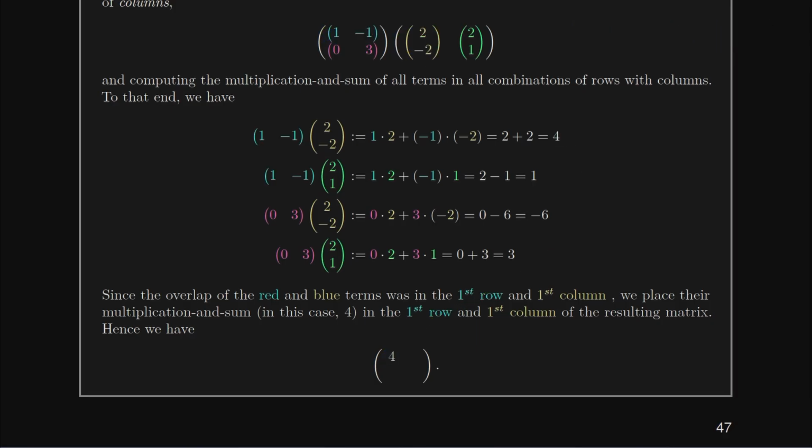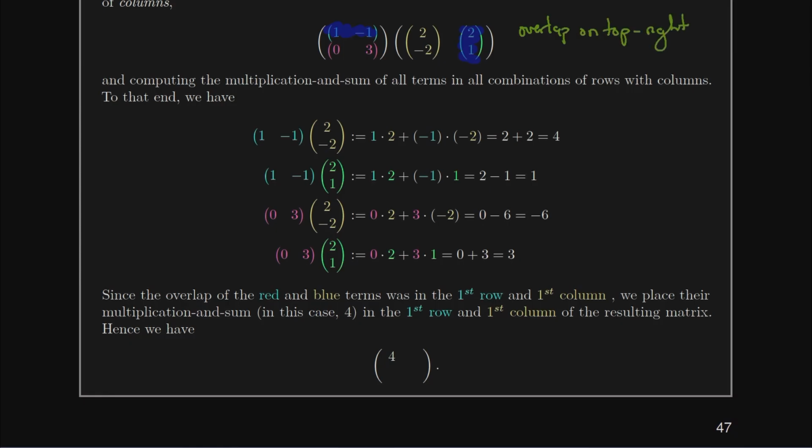I'm going to repeat this with the combination of the first row and the second column. So I'm going to take the first entry 1 times the first entry 2, and I'll take the second entry -1 times the second entry 1, and I'm going to multiply those together. I'll get a 2 and a -1, and then I add, and I get overall 1. Where did the first row and the second column overlap? Well, the first row and the second column overlap on the top right.